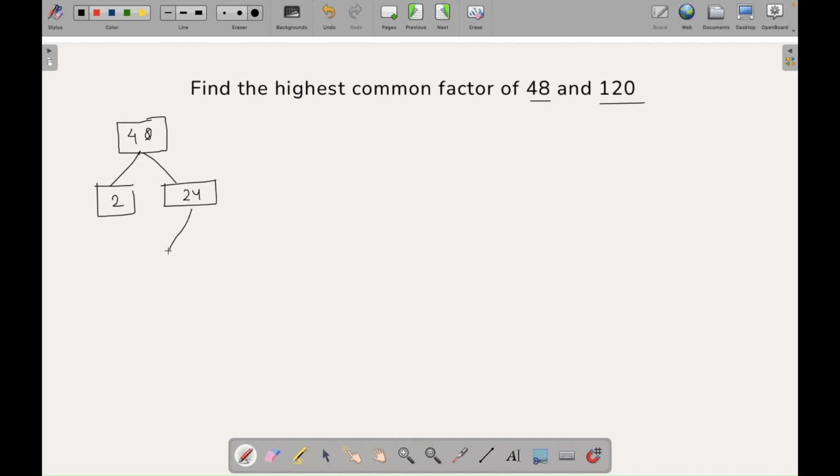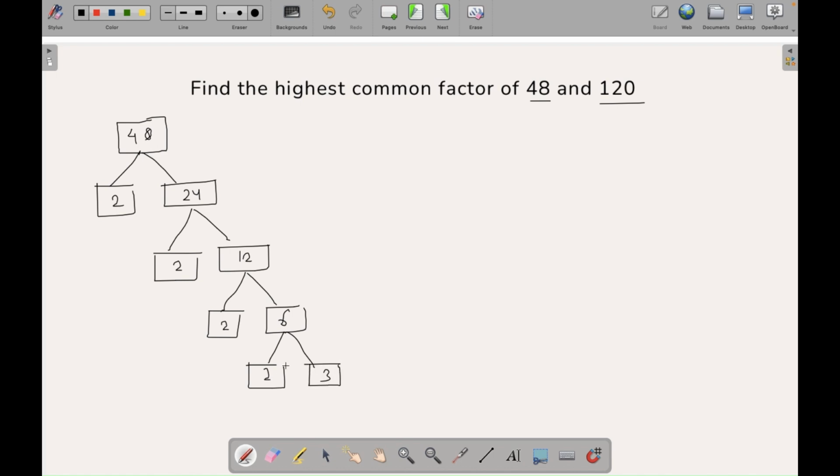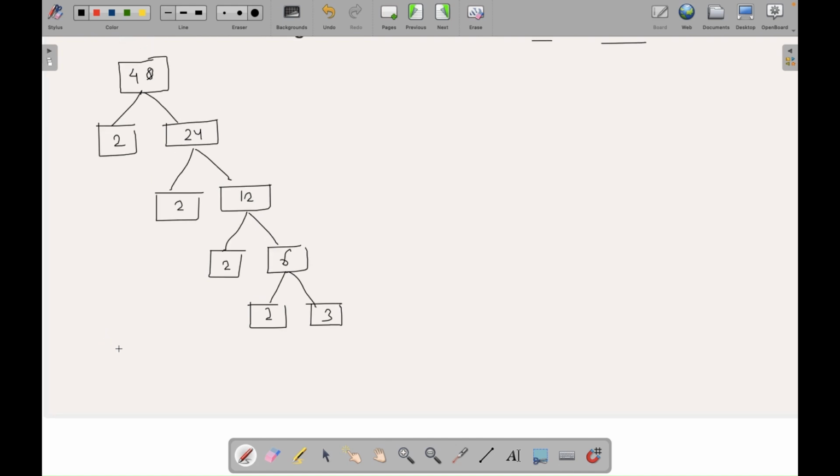This is a prime number, so we stop. For this, we'll write 2 times 12 is 24. This is a prime number, so we stop. For this, we write 2 times 6. And for this, we write 2 times 3. Right? So the prime factors of 48 will be 2 times 2 times 2 times 2 times 3. So 1, 2, 3, 4 times 2 and 1 times 3. We are just writing the prime factors. So we have done the prime factorization of 48.